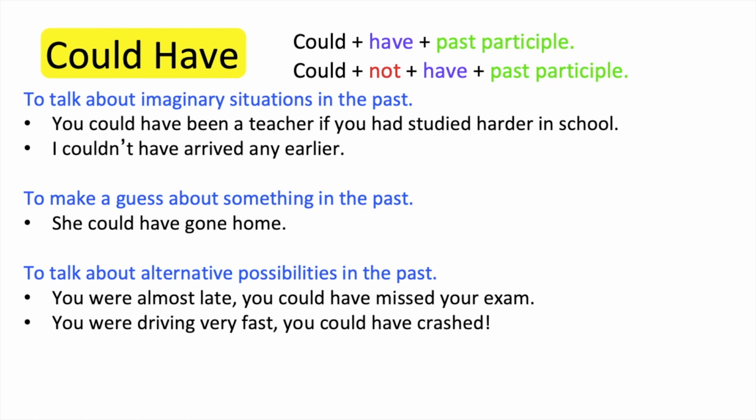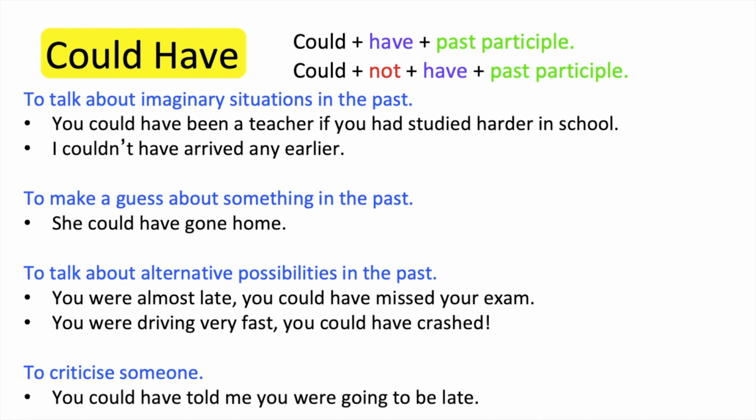Lastly, could have can also be used to criticize someone for something they did or didn't do. For example, you could have told me you were going to be late. This means you didn't tell me you were going to be late, but you could have possibly told me earlier.